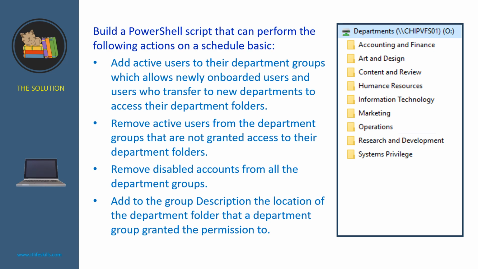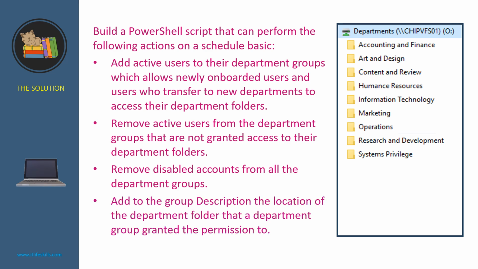Next, we need to build a PowerShell script that can perform the following actions on a schedule basis. Add active users to their department groups, which allows newly onboarded users and users who transfer to new departments to access their department folders. Remove active users from the department groups that are not granted access to their department folders. Remove disabled accounts from all the department groups.